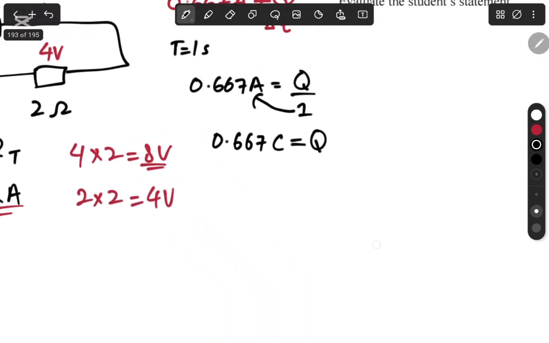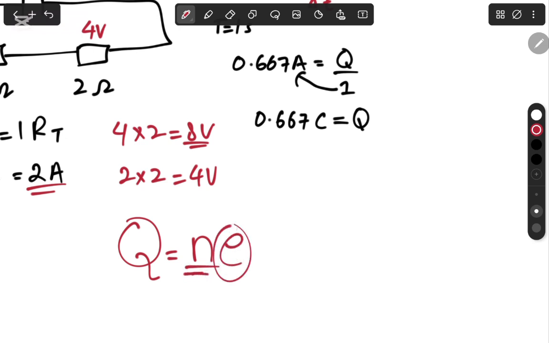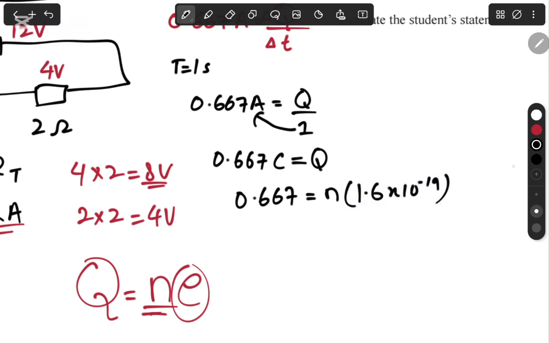Okay, we're clear till here? Now, if you did not already know, Q is equal to Ne, where N is a whole number integer and e is the charge on an electron. So I can say 0.667 is equal to N times the charge on an electron, which is 1.6 times 10 to the power of minus 19. Here N represents the number of electrons. So you just do the calculation, and you get 4.167 times 10 to the power of 18 electrons.